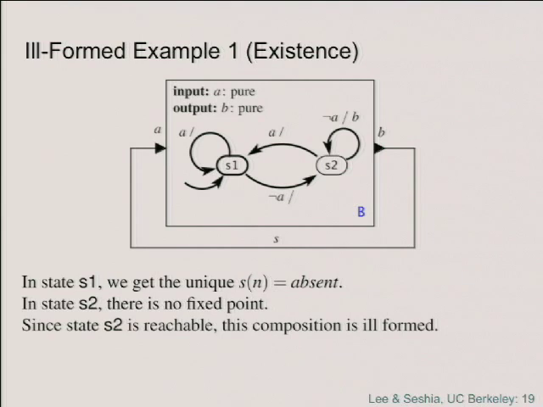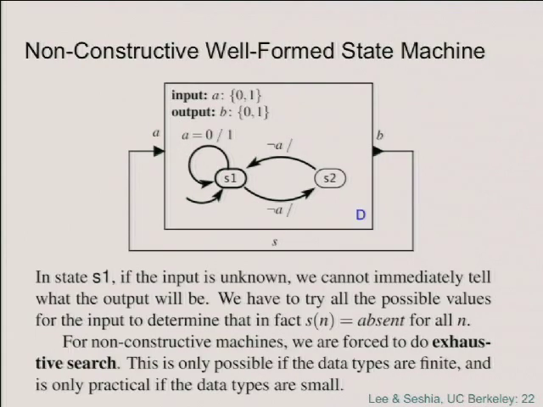Okay? Now, I want to show you that this does reject state machines that we wouldn't have otherwise rejected. So here is a non-constructive, well-formed state machine. Here, the input values can be 0, 1, or absent, and the output values can be 0, 1, or absent. When we're in state S1, if the input is 0, the output will be 1. So that's kind of bogus. We're not going to be taking that transition, right? So the input can't be 0. If the input is 1, what's the output going to be if we're in state S1? That's a stuttering reaction, so the output will be absent. So if the input is 1, the output will be absent.